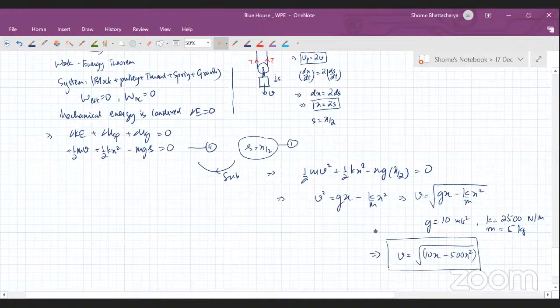Now next, from this relation only, we will find out the maximum speed of the block as well as the maximum extension of the spring. So the maximum extension of the spring you will see is the value of x when v is 0, and that will come out to be 2 centimeters. Okay, so I'm just minimizing this a little bit for you to go through.